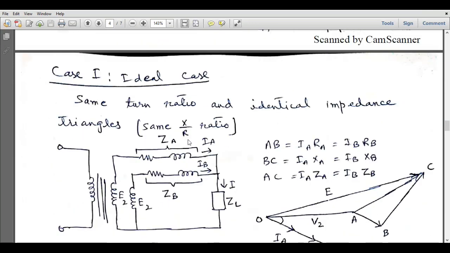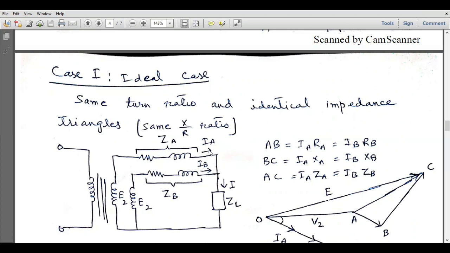Based on these conditions, there will be three cases. The first case is the ideal case, in which the voltage transfer ratio of the two transformers is the same, and the X over R ratio of both transformers is also the same. In this first case, this is the primary winding. These are the two secondary windings of the transformers which are connected in parallel. This is the equivalent circuit of the transformer referred to the secondary side. This is the overall impedance of transformer A. This is the overall impedance of transformer B.